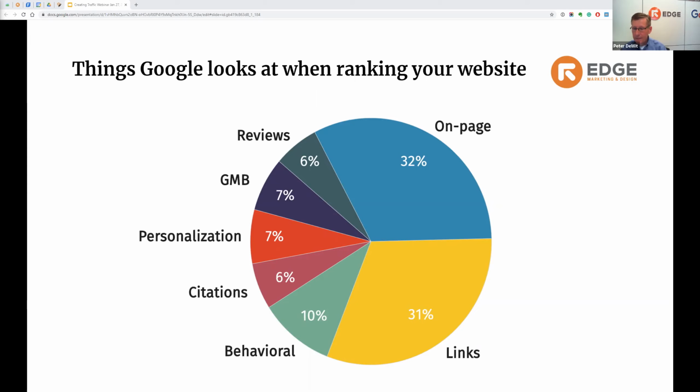So the question in the chat here: the on page includes what you're saying on your website. So the messaging, the wording you're using, the headings, how it's structured, right? Is it logically organized, and some of those things.